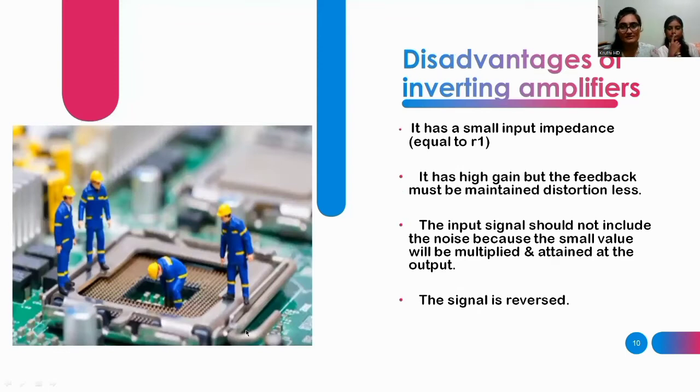Disadvantages of inverting amplifier. This has a small input impedance equal to R1. It has high gain, but the feedback must be maintained distortionless. The input signal should not include noise because a small value will be multiplied and attained at the output, and the signal is reversed.